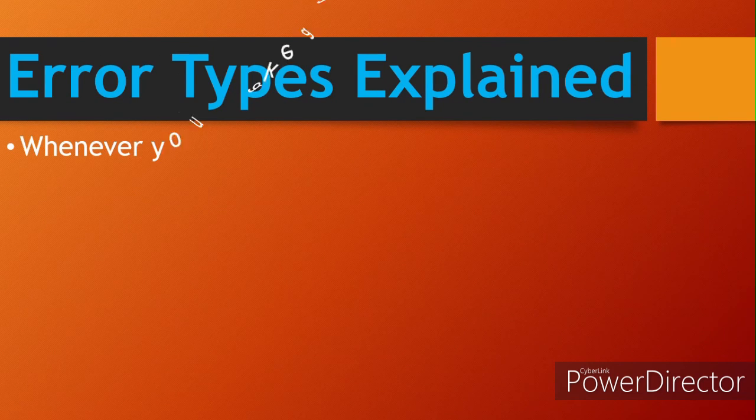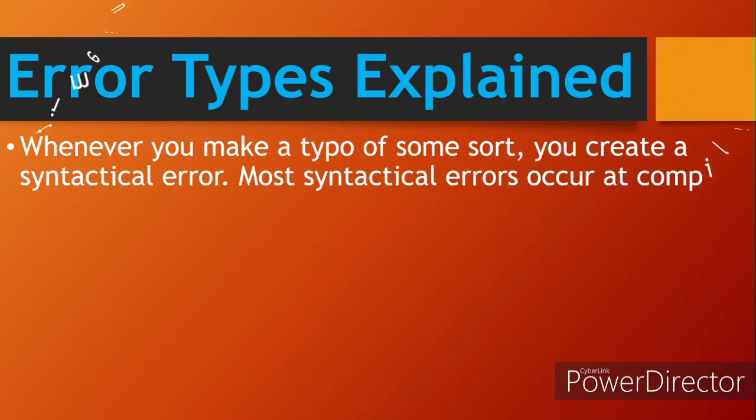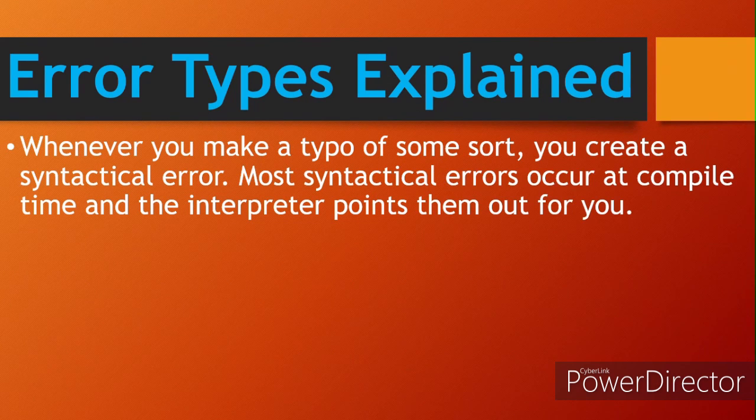Whenever you make a typo of some sort, you create a syntactical error. Some Python syntactical errors are quite easy to find because the application simply doesn't run. The interpreter may even point out the error for you by highlighting the errant code and displaying an error message. However, some syntactical errors are quite hard to find.